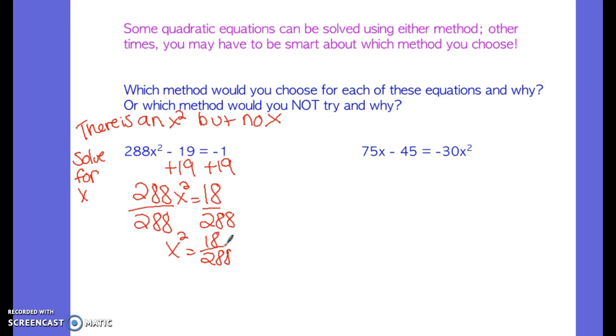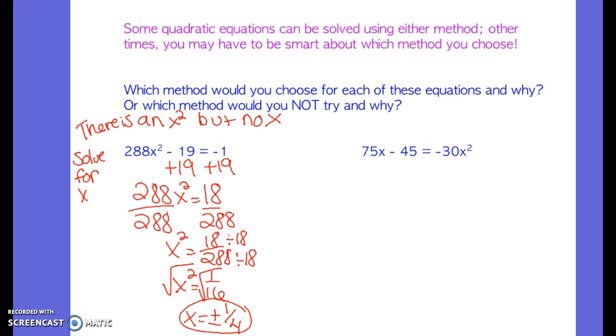Now this fraction can simplify. You can divide them both by, let's see here, they actually are both divisible by 18. And you get x squared equals 1 over 16. Take the square root, take the square root. X equals positive or negative, because you're solving for x. The square root of 1 is 1. The square root of 16 is 4.